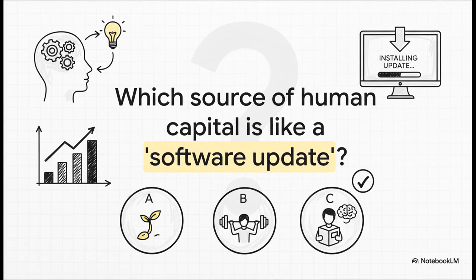Okay, quick revision check. Let's see if you're with me. Time for a 1-mark question. We just talked about something that's like a software update for a person. Is it A, education, B, health, or C, training? Think quick. Got it? If you chose C, training, you are absolutely right.